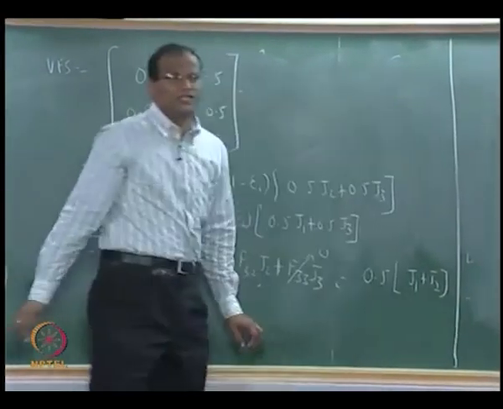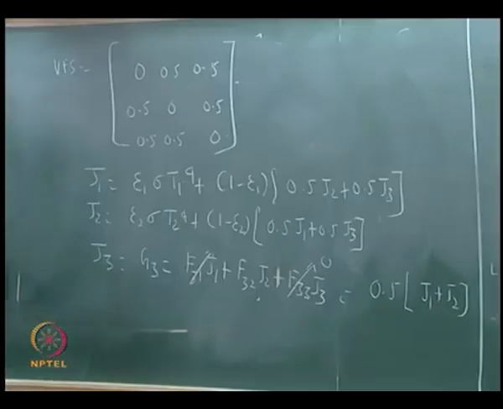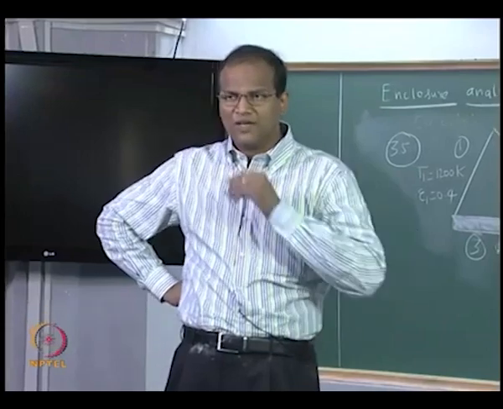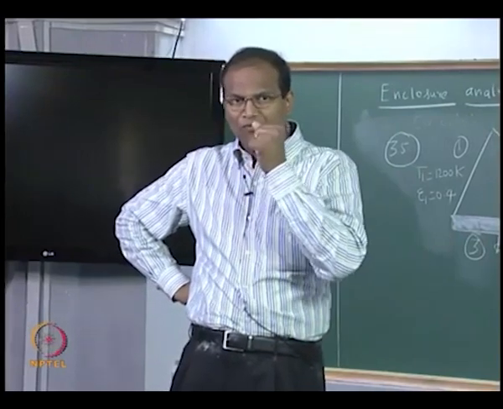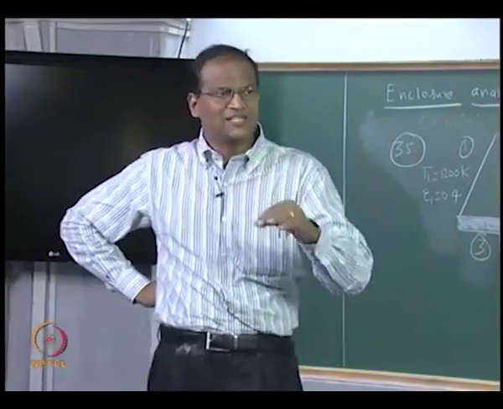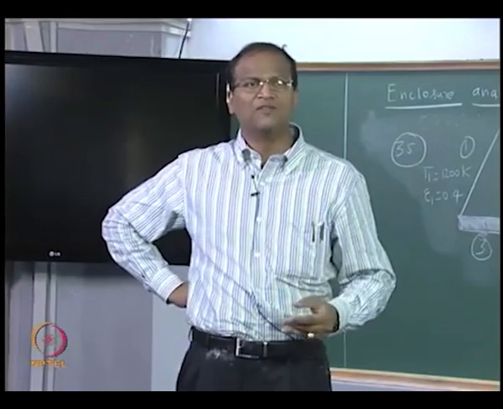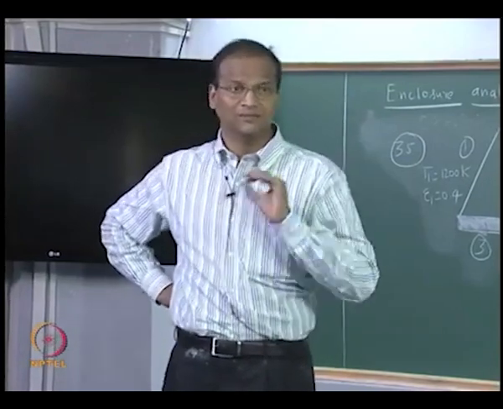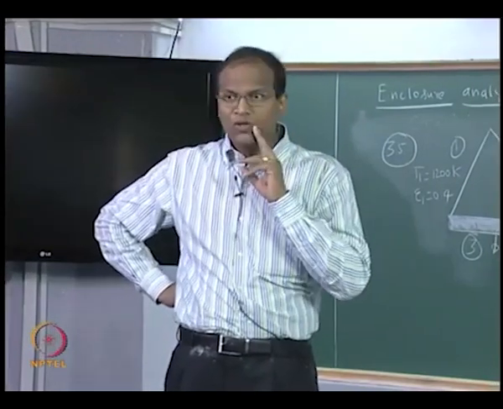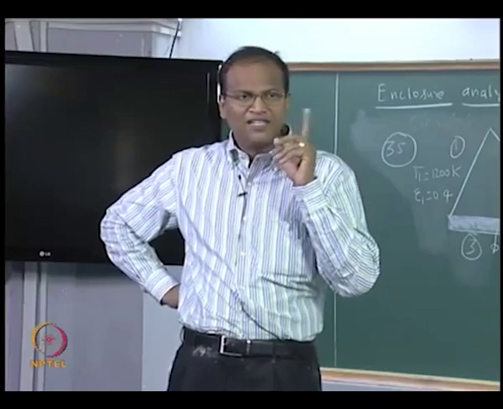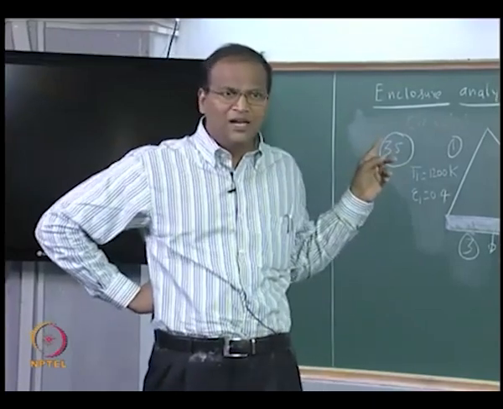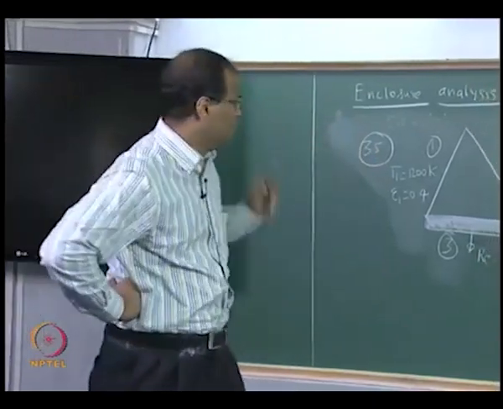So this is a crucial step in an enclosure involving a re-radiating surface. Even if you have n surfaces, you will have to solve for only n minus 1 equations, because for the re-radiating surface the radiosity can be directly expressed in terms of the radiosities of the other surfaces. So instead of solving 3 simultaneous equations, you have to solve for only 2. Okay, it becomes straightforward now.